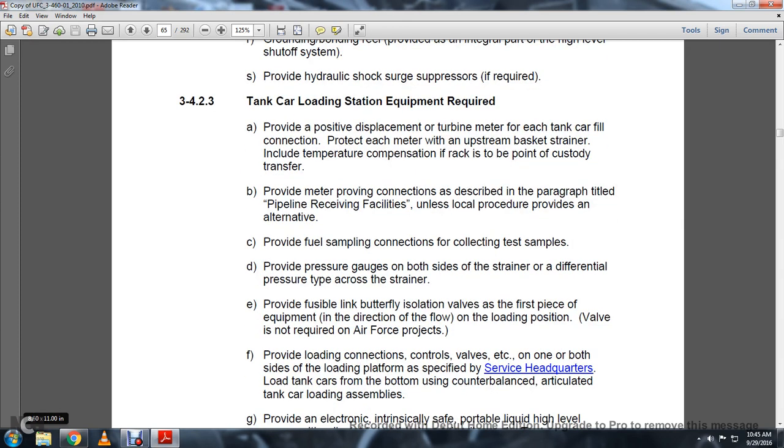Provide pressure gauges on both sides of the strainer, with a differential pressure tap across the strainer. E. Provide a fusible link with the butterfly isolation valve at the first piece of equipment in the direction of flow of the loading position; this valve is not required for Air Force projects. Provide loading connections, control valves, etc. on one or both sides of the floating platforms, and specify with the service headquarters to load tanker cars from the bottom using a counterbalanced articulated tanker car loading assembly.